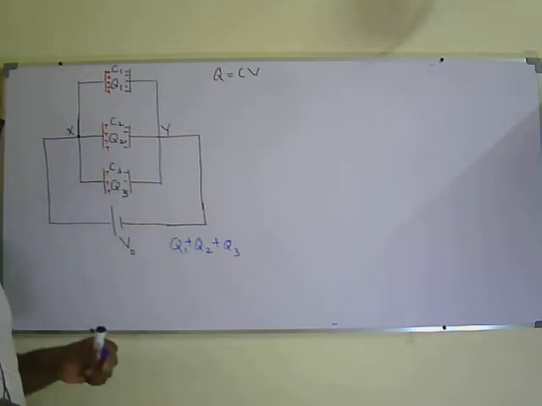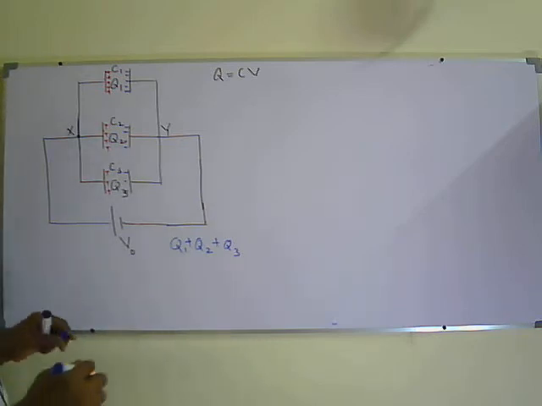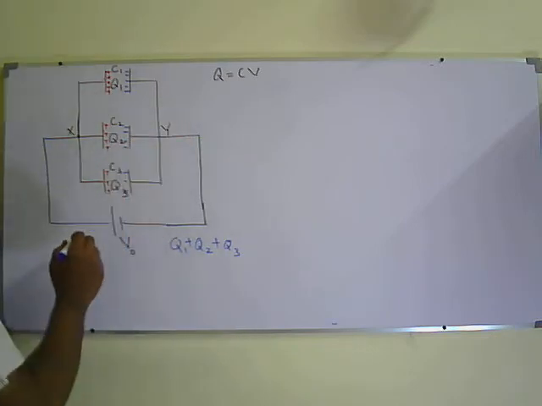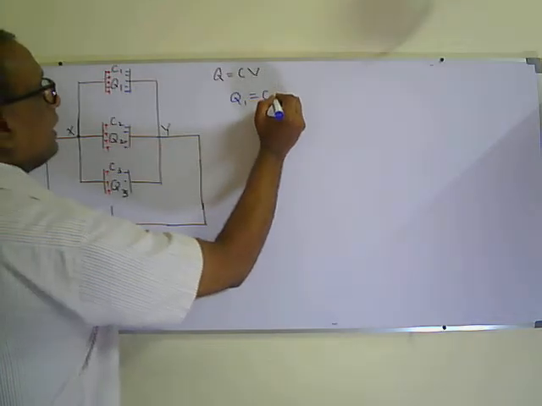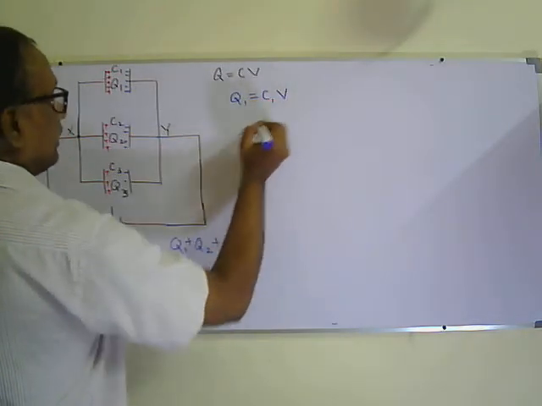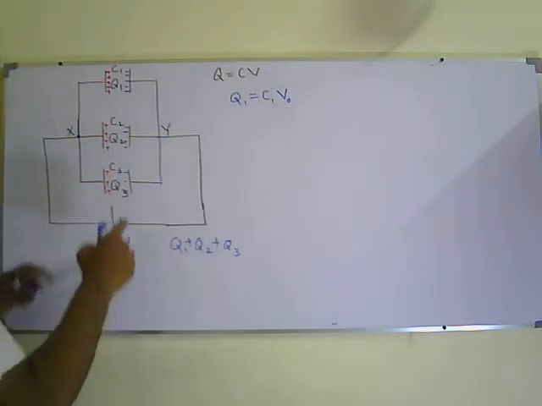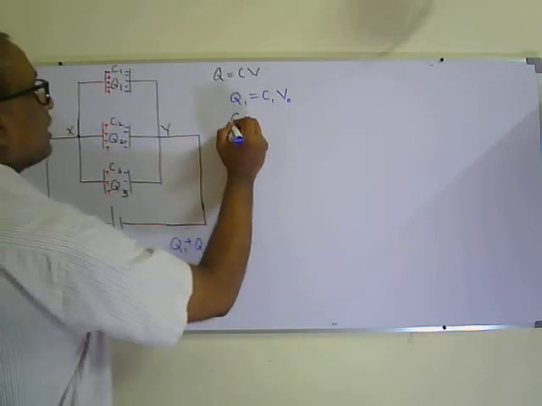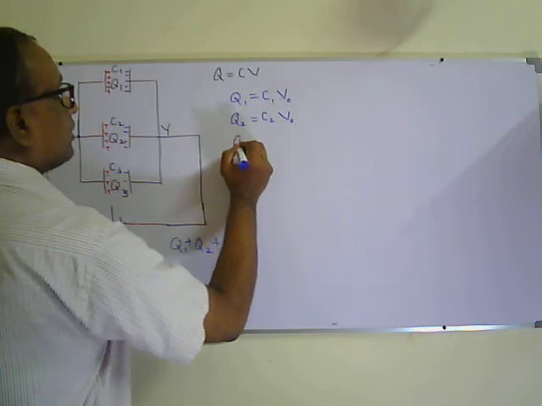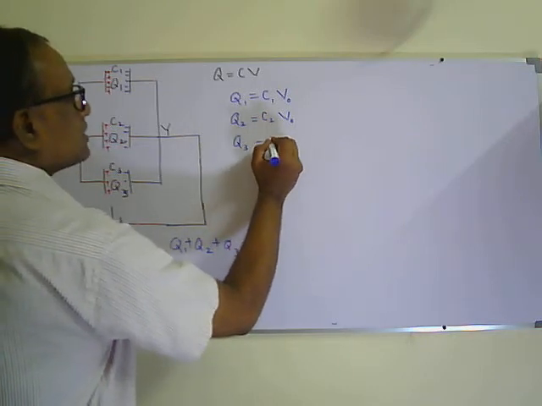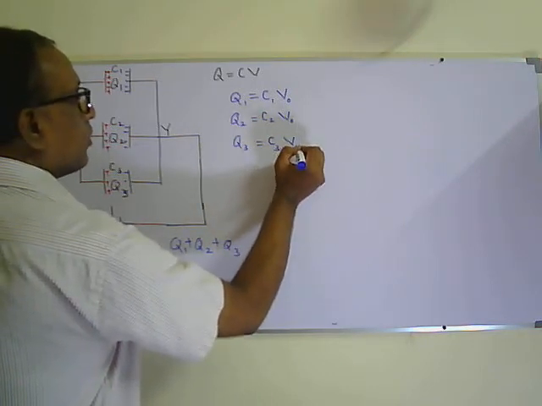That is the total amount of charge flown in the circuit. So I can say Q1 is equal to C1 V naught. The voltage is the same, that is the voltage across the junction. Q2 is equal to C2 V naught, and Q3 is equal to C3 V naught.